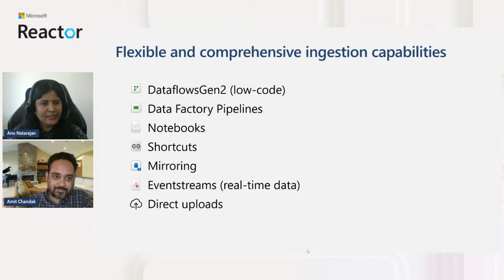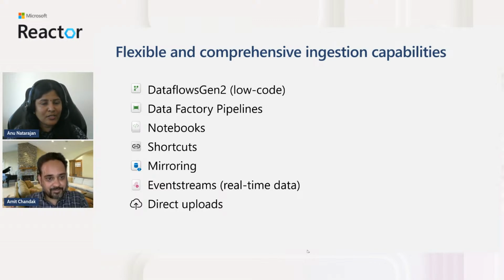So depending on what you really want to do, and if I don't want to duplicate the data, and if my data sources support either shortcuts or mirroring, I'll start exploring that first before I start looking at whether to use Dataflows Gen 2, Data Factory pipelines, or notebooks. There is a great decision guide available on the MS Learn website, especially to give you what type of questions you need to ask your customers in order to make a decision on which is a good ingestion capability that you can use.